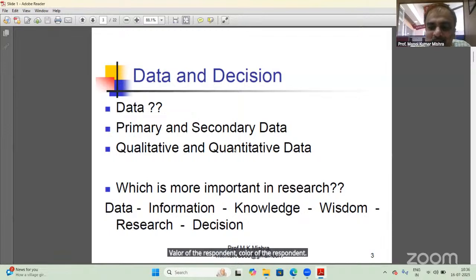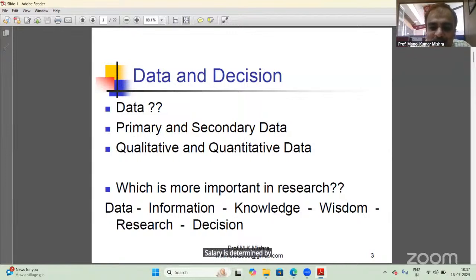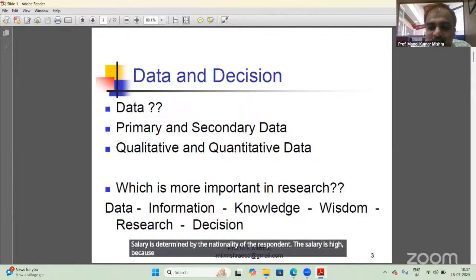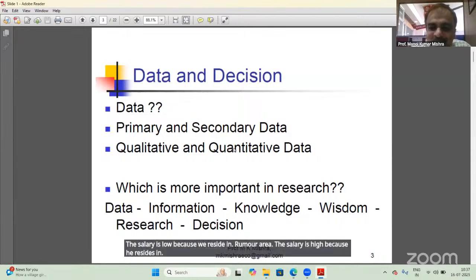Salary is also determined by the color of the respondent. That is qualitative. Salary is determined by the nationality of the respondent. The salary is high because he is European. The salary is low because he is African. He is Indian. The salary is low because he resides in rural areas. The salary is high because he resides in urban areas.